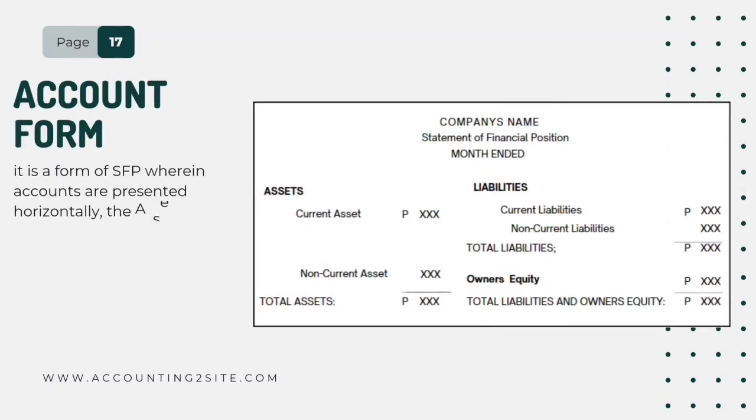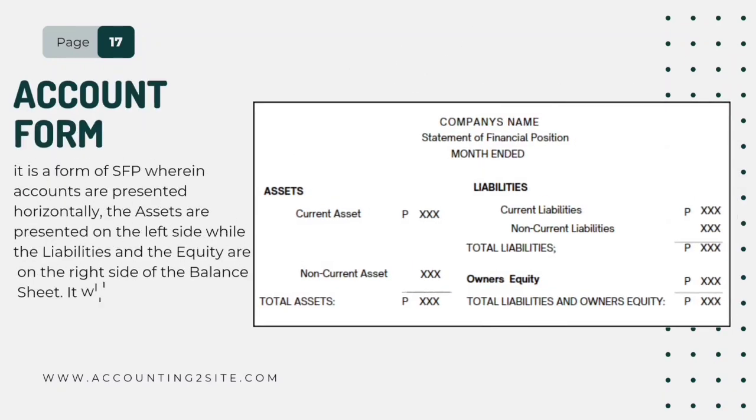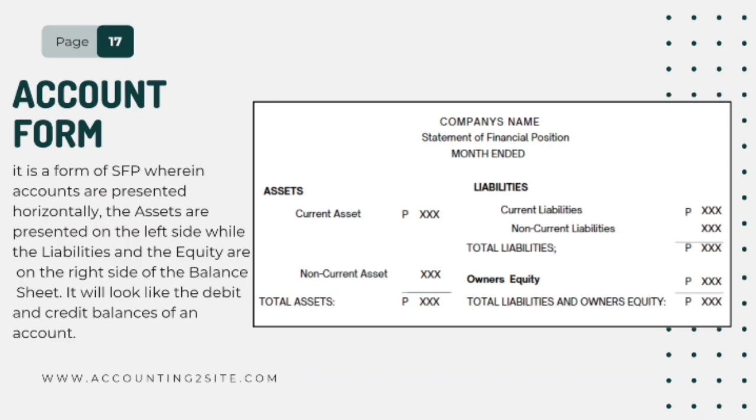The second is account form. It is a form of SFP or Statement of Financial Position wherein the accounts are presented horizontally. As you can see, in the format of account form, the assets are presented on the left side while the liabilities and the equity are on the right side of the balance sheet. It will look like the debit and credit balances of an account.